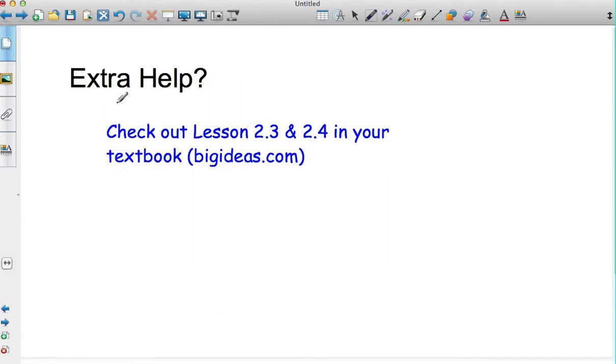If you need extra help on this lesson in terms of standard form or slope-intercept form, check out lessons 2.3 and 2.4 in your textbook.